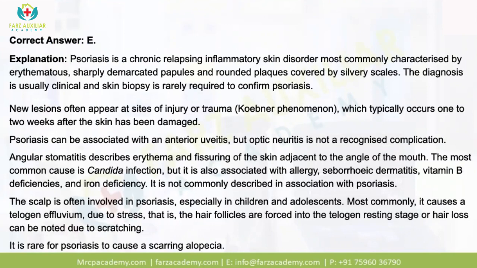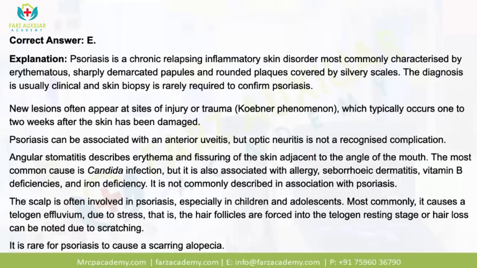Psoriasis is a chronic relapsing inflammatory disease, and it manifests as scaly, well-demarcated plaques with silvery scales. Diagnosis is usually clinical, and skin biopsy is rarely required. New lesions often appear at the site of injury or trauma, and this is known as Koebner phenomenon. This typically occurs 1 to 2 weeks after the skin injury has taken place. There are other conditions where you can also see Koebner phenomenon, as in lichen planus and verruca vulgaris.